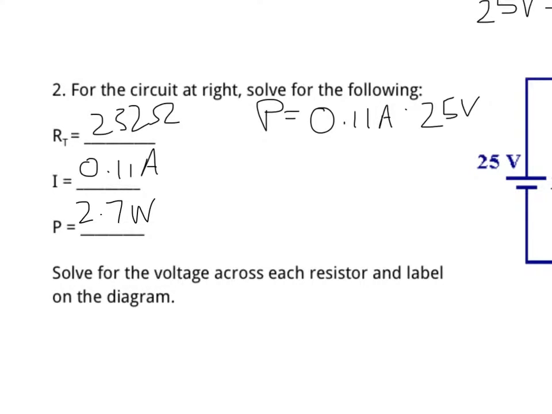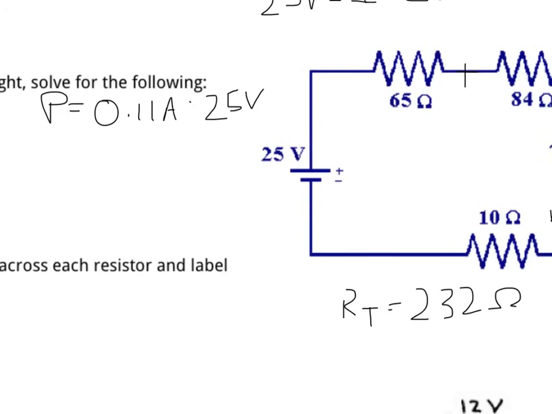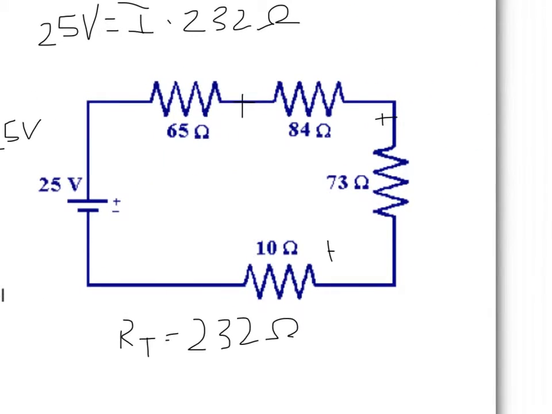Last thing you're asked to do is solve for the voltage across each of the resistors, and we're asked to label those directly on the diagram. So again, I'll just remind you, when the current comes out of this battery source, it's 0.11 amps, and that does not change at any point throughout the circuit.